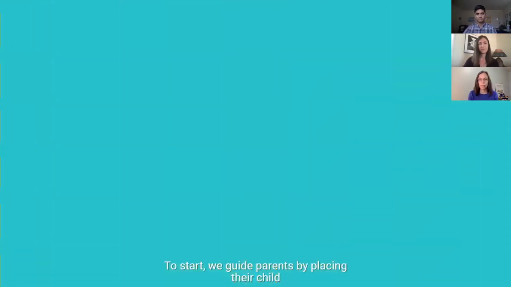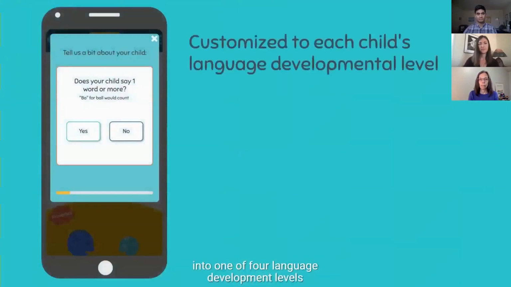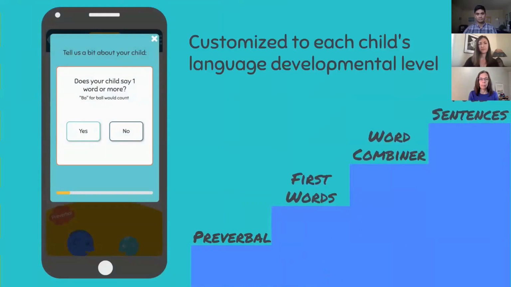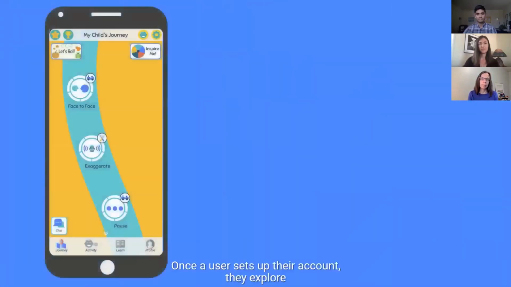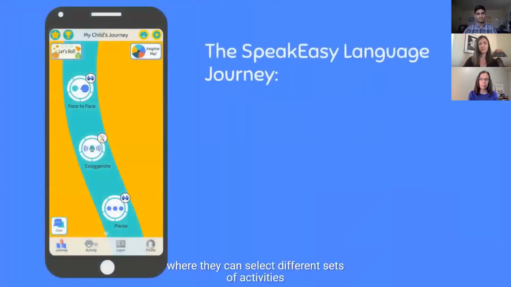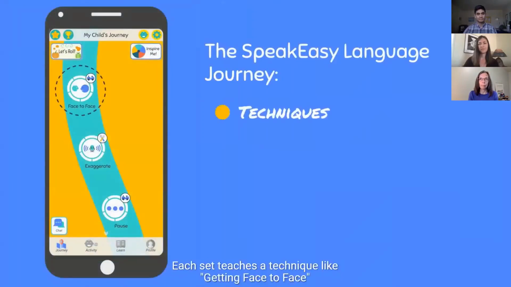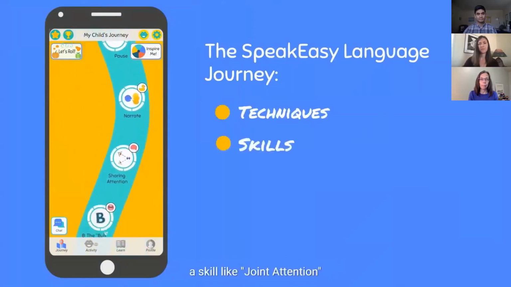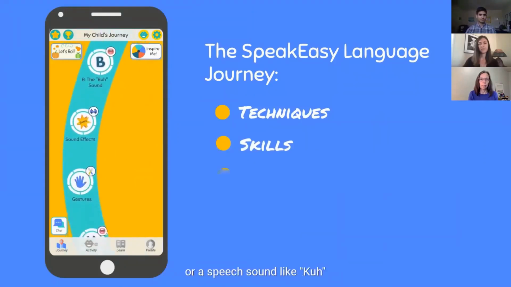To start, we guide parents by placing their child into one of 4 language development levels: preverbal, first words, word combiner, or full sentences. Once a user sets up their account, they explore the SpeakEasy language journey, where they can select different sets of activities. Each set teaches a technique, like getting face-to-face, a skill, like joint attention, or a speech sound, like k.